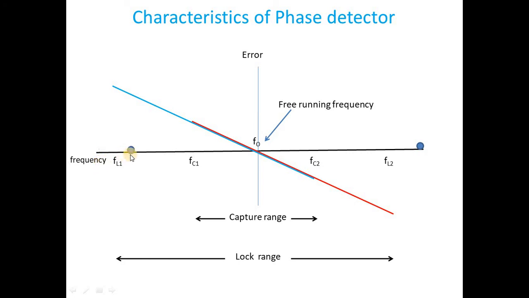Now see, when you are increasing frequency, at this frequency lock will be acquired and error voltage will be decreased, and at this point lock will end, or PLL will be out of phase lock. When you decrease frequency, at this point phase lock will be acquired, error voltage will be increased, and at this point lock will end, or PLL will be out of lock.